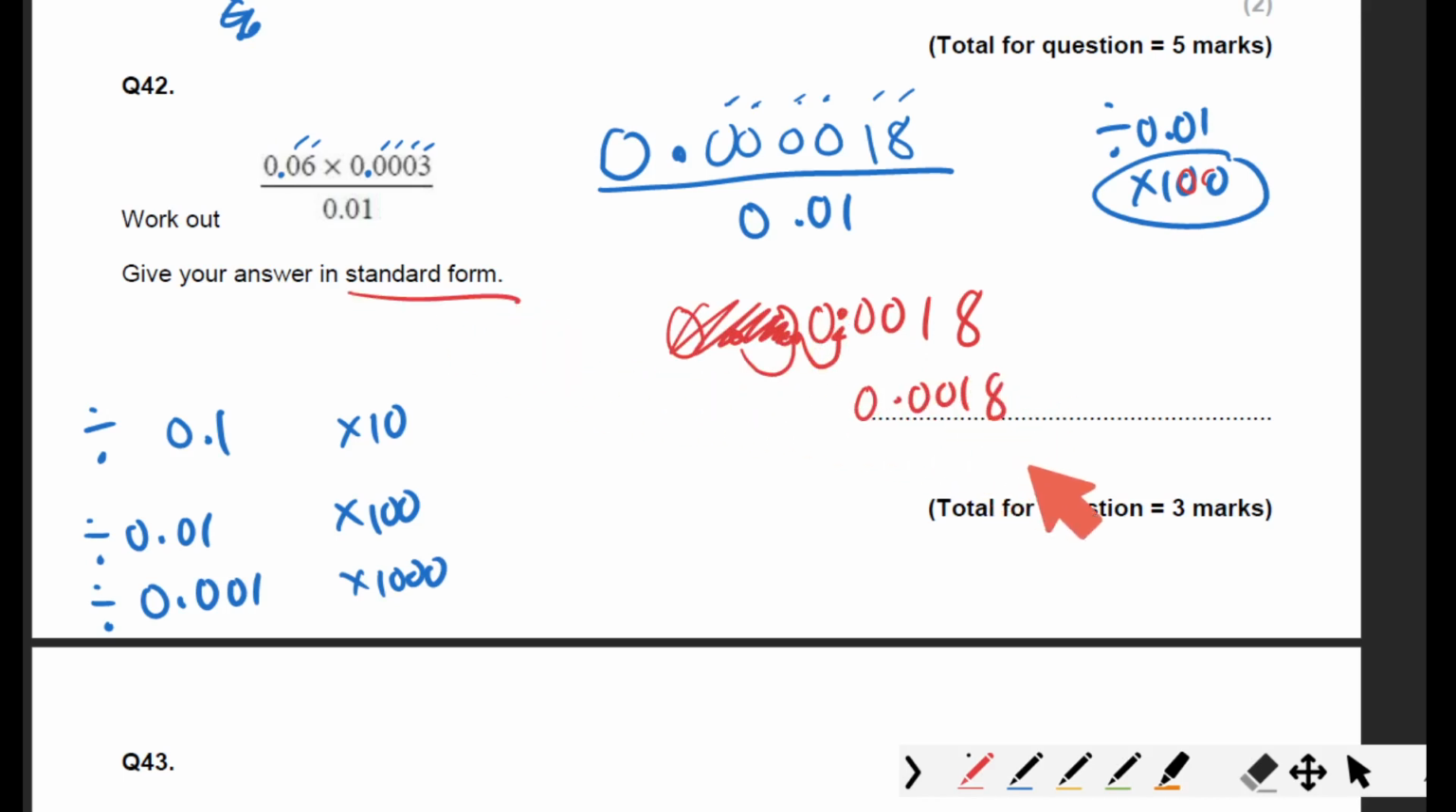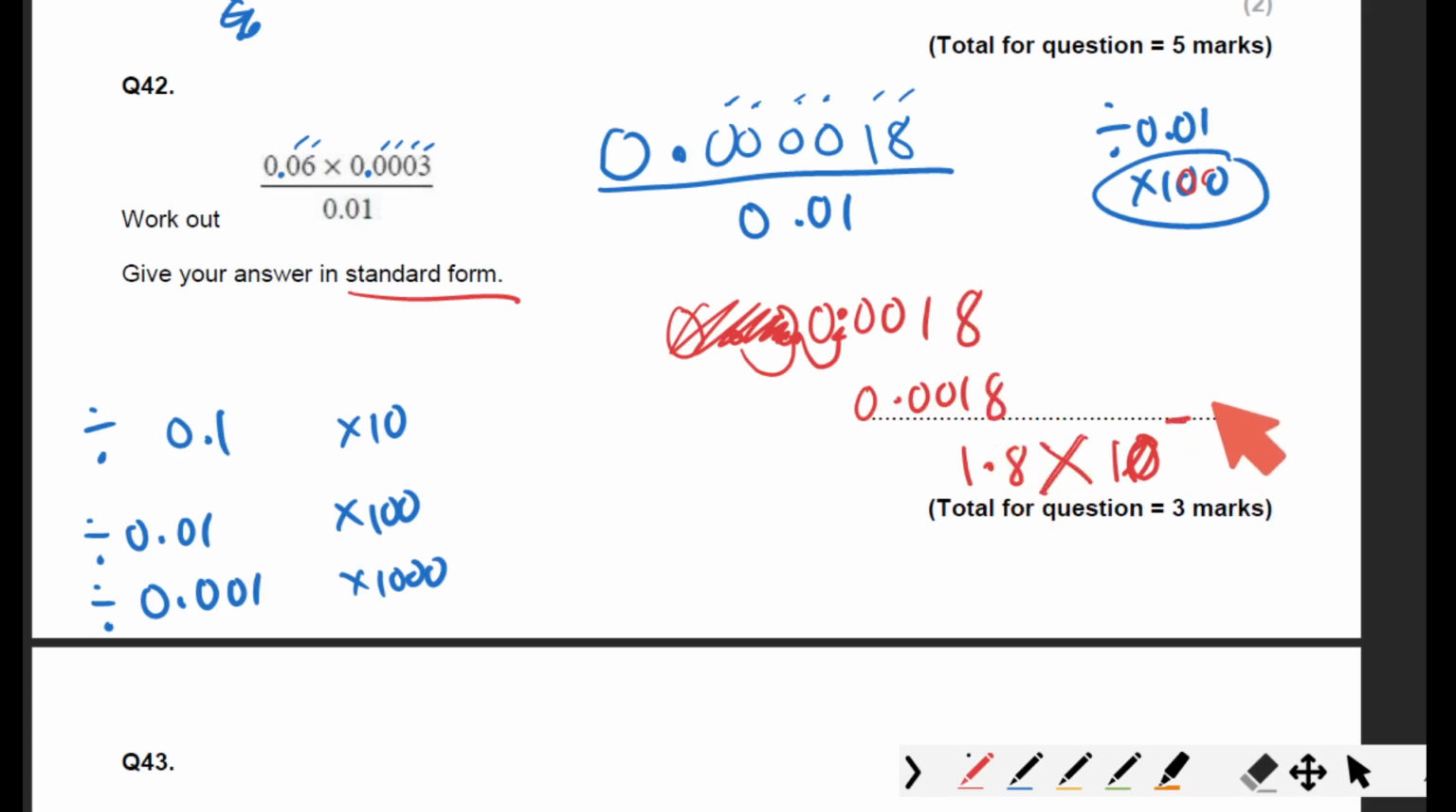To make that into standard form, ignore the zeros to begin with. You write 1.8 because for a standard form number, the first number has to be between 1 and 10. It needs to have a time symbol, not a division, always a time symbol. Base 10 and a power. Well, it's going to be a negative power because it's a tiny number. Look at all the zeros at the start.